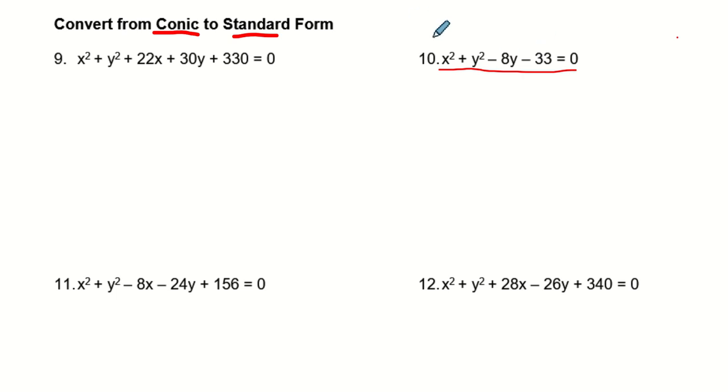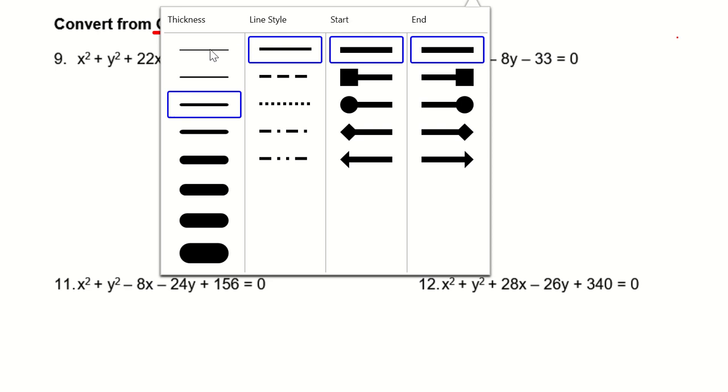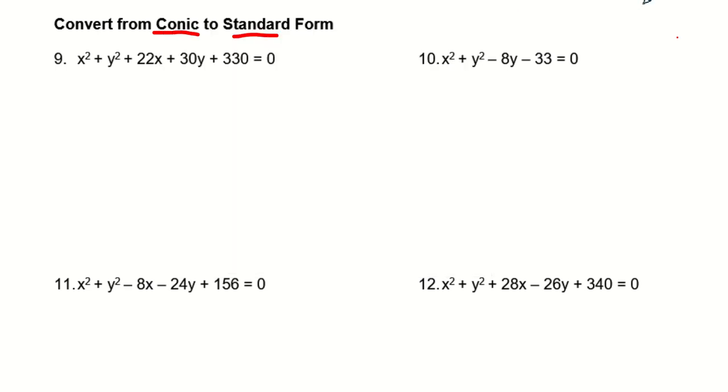When we're converting from conic to standard, what we have to do is the completing the square thing. Some of you I think were struggling with that. So the first thing you want to do, your step one, I'm going to write over here, is to move the constant. And that's just the number without an x or a y. So move the constant. I'm going to write out the steps here.